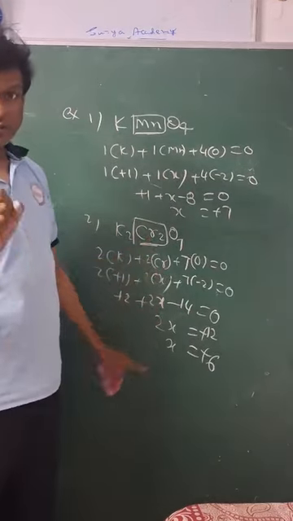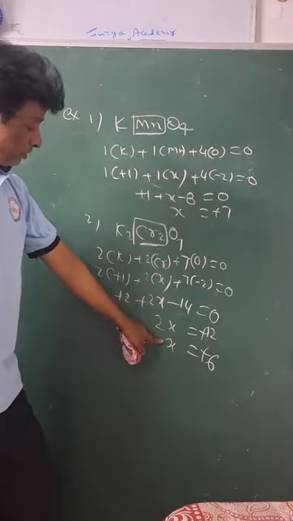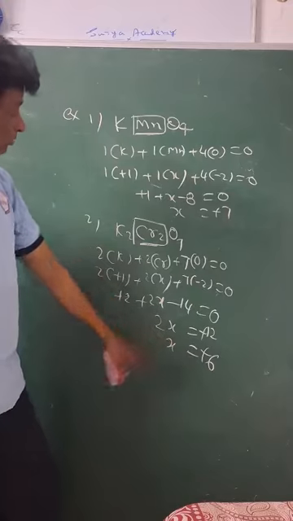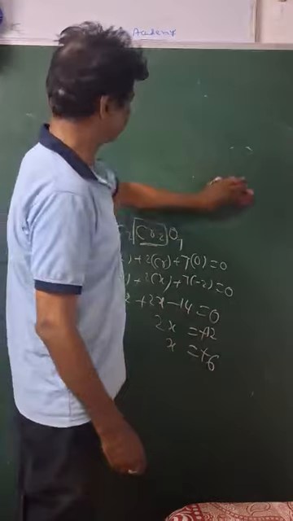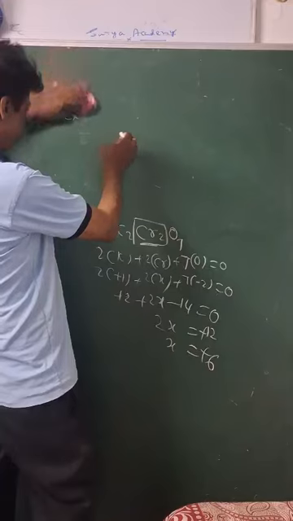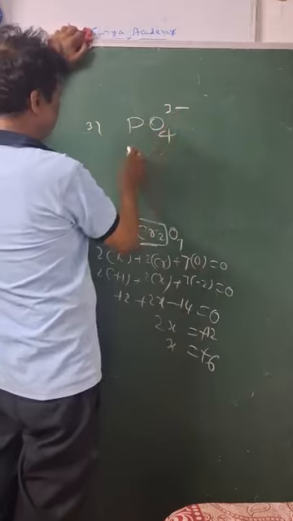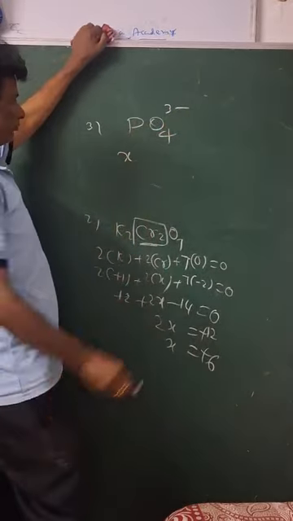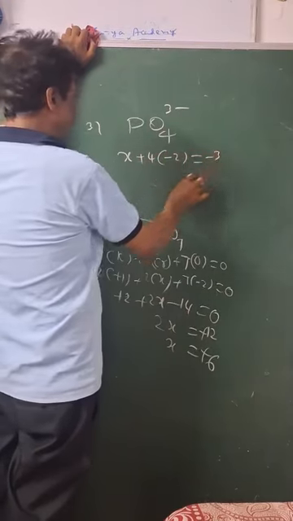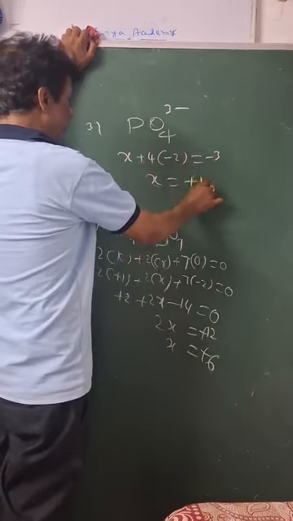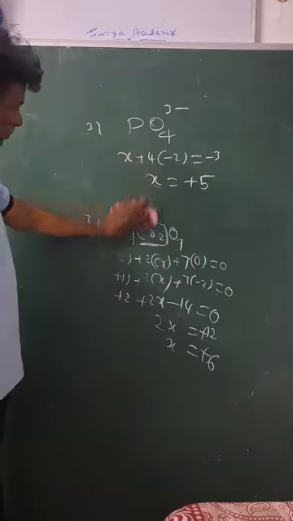Oxidation number is per atom. Keep that point: per atom. X means the charge carried by one atom, which is plus 6 in potassium dichromate. Suppose you take phosphate, PO4 3 minus, phosphorus X. How many oxygens? 4 into minus 2. X is equal to plus 5. Phosphate.